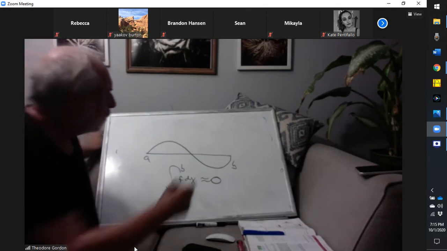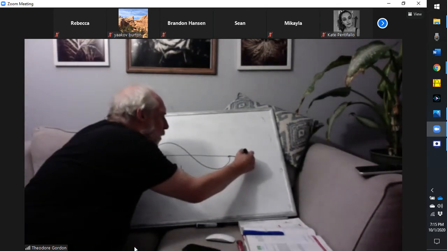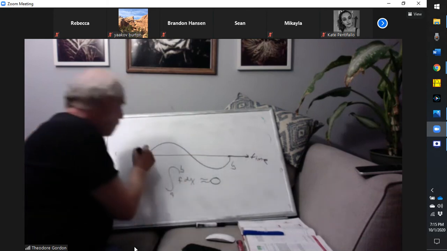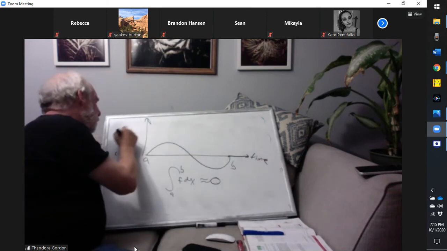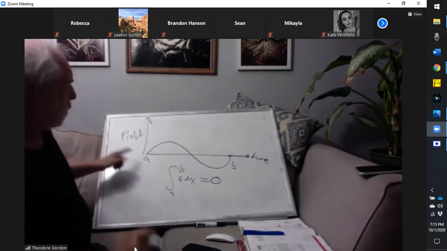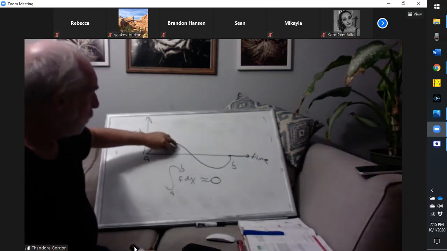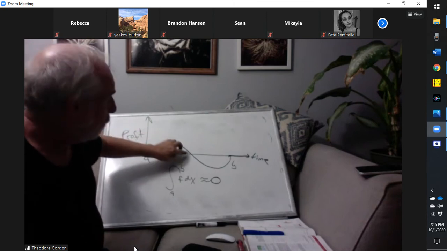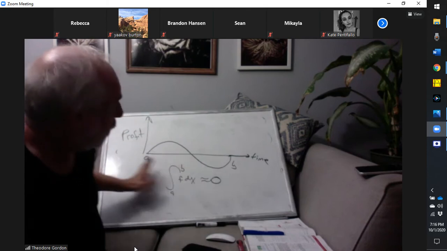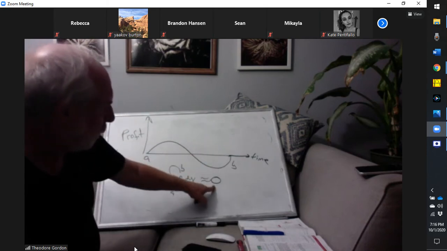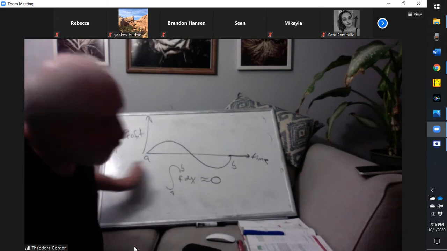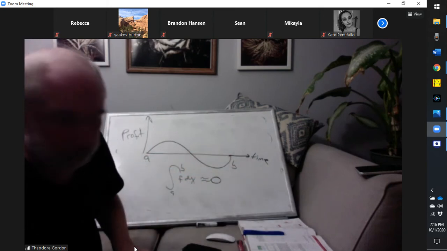So if this axis was time and the vertical axis was profit, then from here to here, you have positive profit. From here to here, you have negative profit, which is another way of saying loss. So at the end of that time interval, you made 0 money. You broke even.